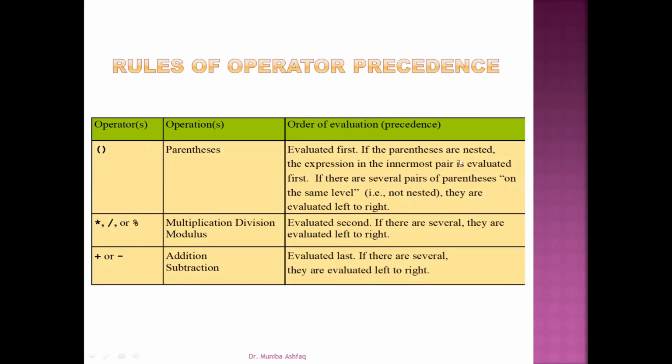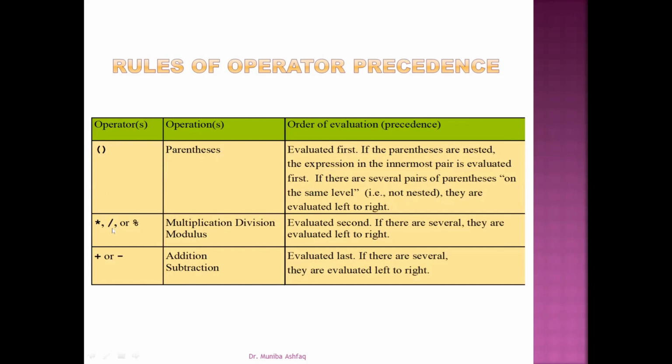And if the parentheses are nested, what will happen? The expression in the innermost pair is evaluated first. If there are several pairs of parentheses on the same level that are not nested, they are evaluated left to right. So if there are multiple parentheses within a single statement, what will happen? It will evaluate from left to right.